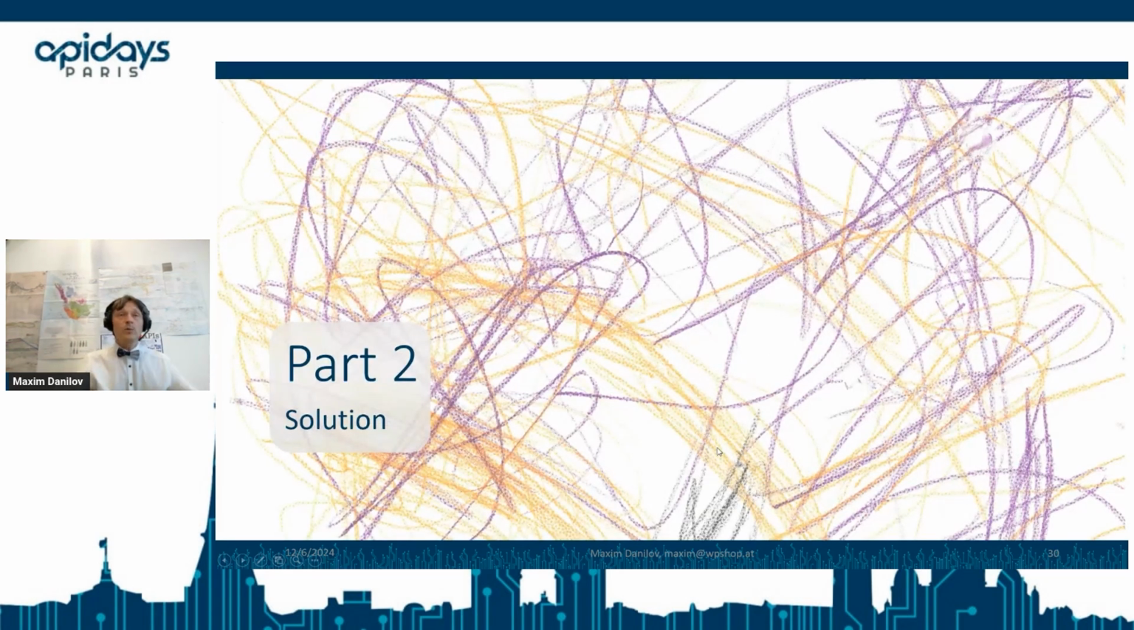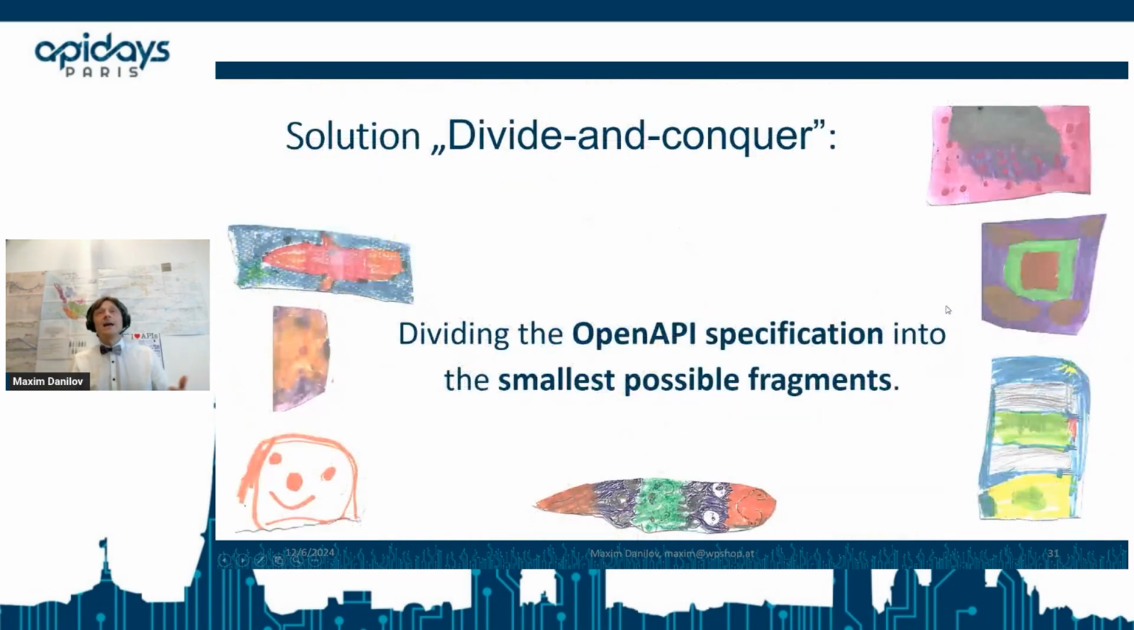And right now we can go back to the solution. Max, you can say to me, Max, you described too many problems, but what do you offer? And my solution is easy. I offer you to take the idea, divide and conquer, and I offer you to split your big OpenAPI documentation into the smallest possible fragments. What does it mean, smallest possible fragment?